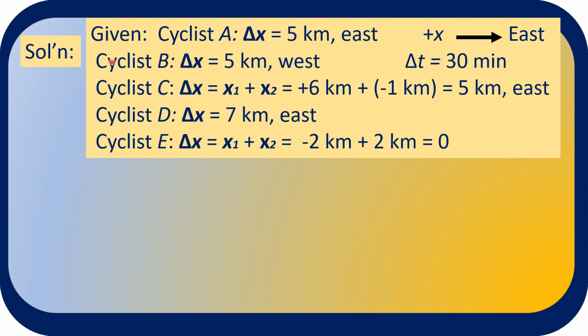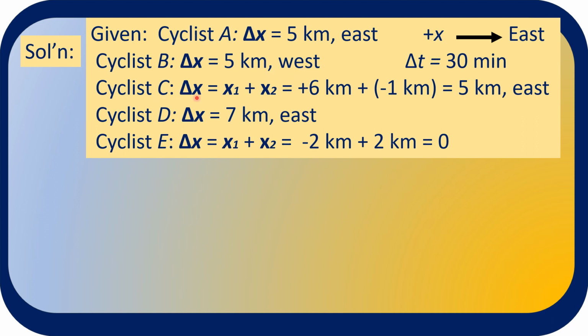So our solution. These are the data given in the problem. Cyclist A has its displacement represented by delta x equal to 5 kilometers directed eastward, while cyclist B's displacement is equal to 5 kilometers due west.